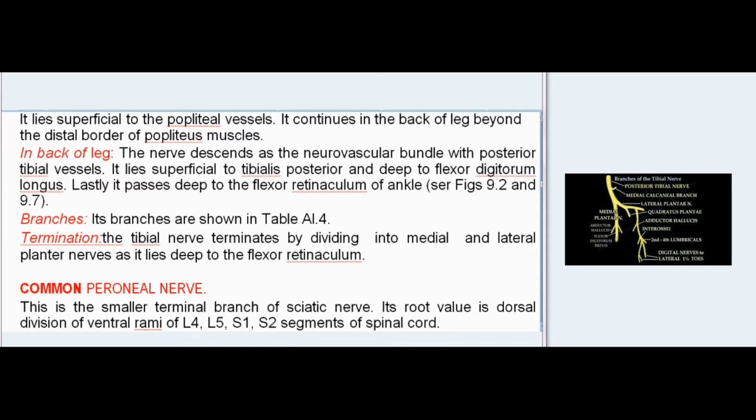Termination: the tibial nerve terminates by dividing into medial and lateral plantar nerves as it lies deep to the flexor retinaculum.